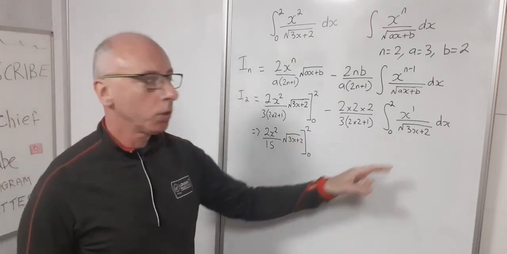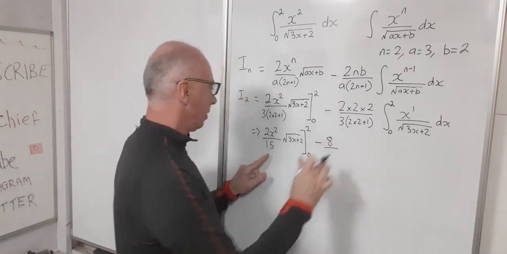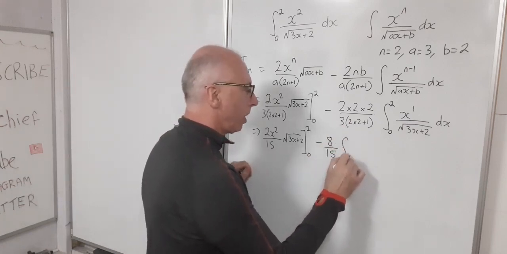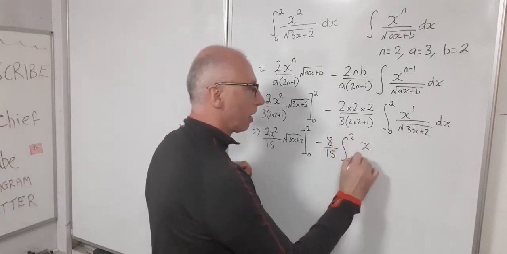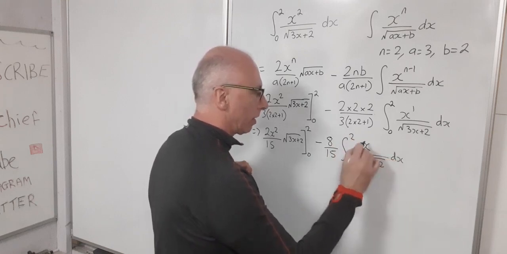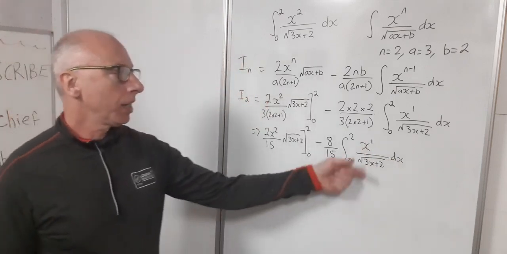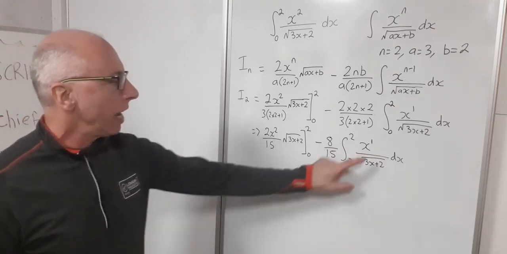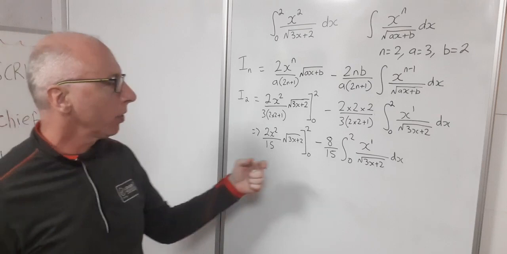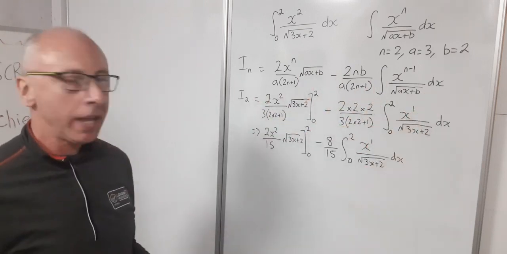Okay, so now I've got a constant multiple. So I've got minus 8. This one calculates the same as this one, so that's going to be 15 as well. And then the integral from 0 to 2, x over square root of 3x plus 2 dx. Now I'm going to put the 1 there, leave it as power of 1, because I still need to integrate that one. Now that is almost the same format as there, but with the power reduced by 1. So I can plug this part here into this power reduction formula again and see where that takes us.